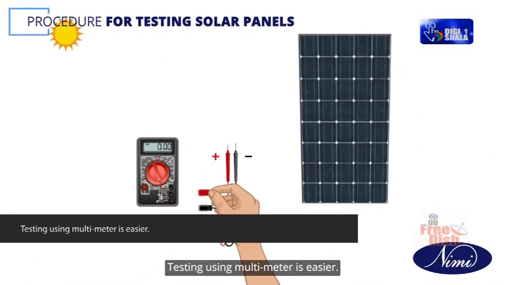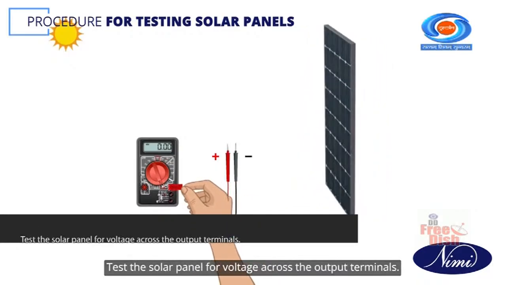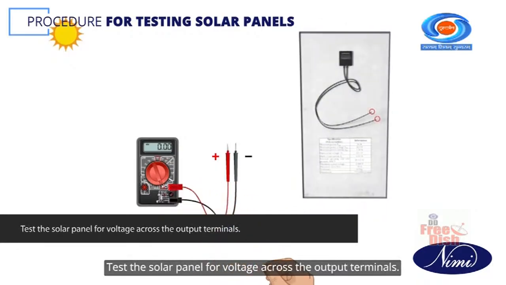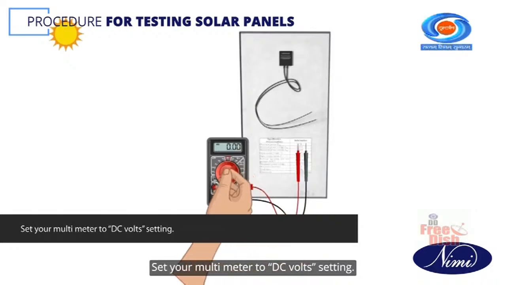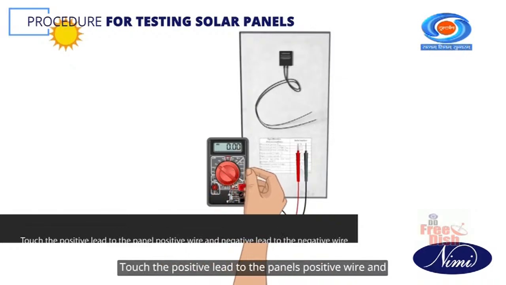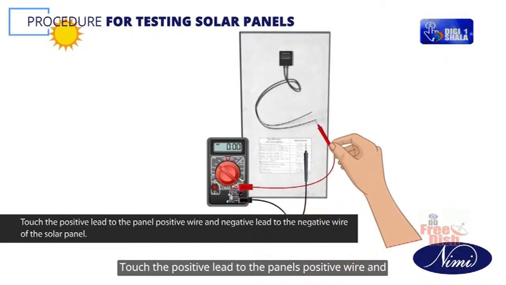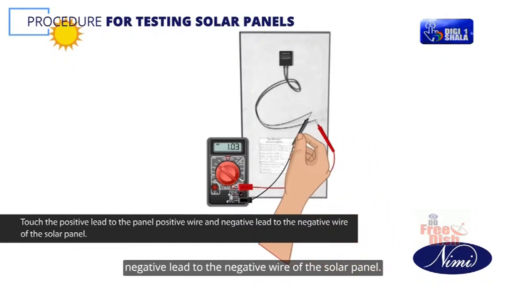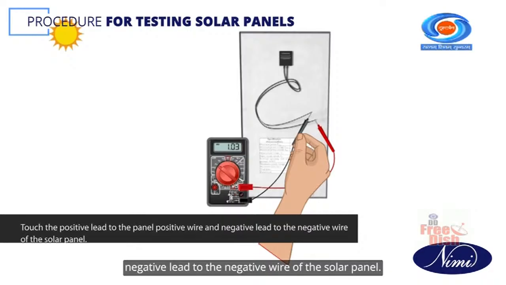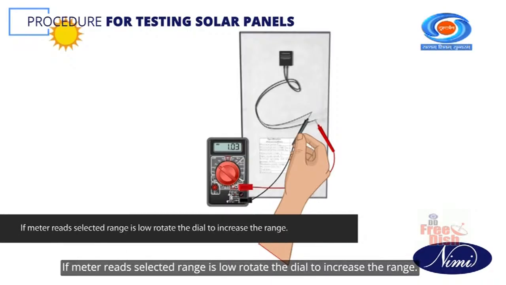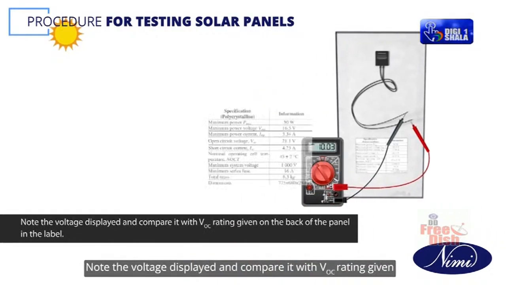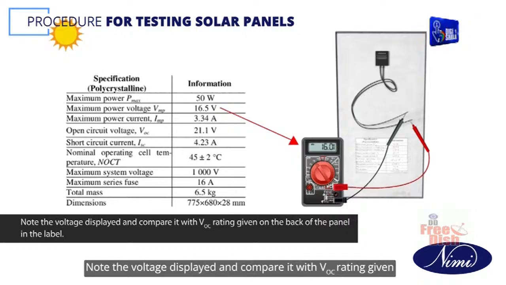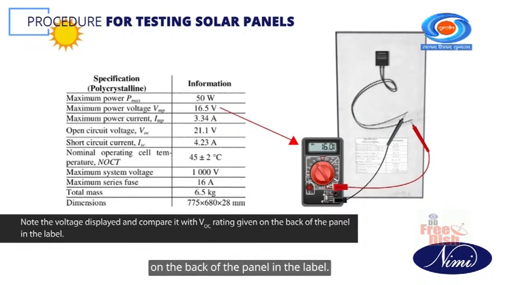Testing using a multimeter is easier. Test the solar panel for voltage across the output terminals. For this, first keep the solar panel in sunlight. Set your multimeter to DC volts setting. Touch the positive lead to the panel's positive wire and negative lead to the negative wire of the solar panel. If the meter reads that the selected range is low, rotate the dial to increase the range. Note the voltage displayed and compare it with the VOC rating given on the label on the back of the panel.